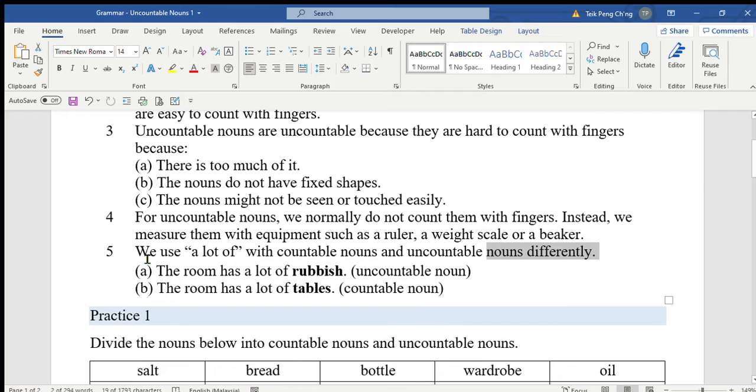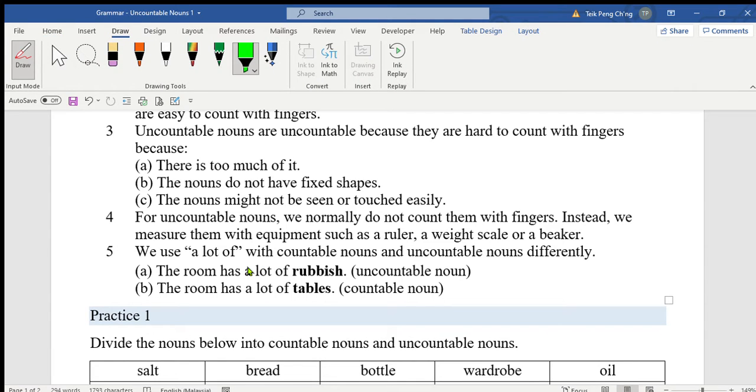For example, look at example A, ya. The room has a lot of rubbish. And then look at example B. The room has a lot of tables. Look at the difference. What is the difference here? We have a lot of. But when you use it with uncountable noun, okay, we don't put S at the back. But when we use it with countable nouns, we use S at the back. Okay, so this is very important, yeah?